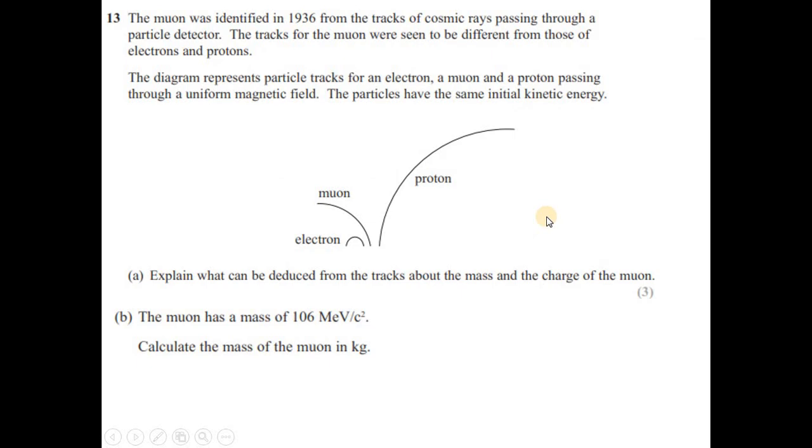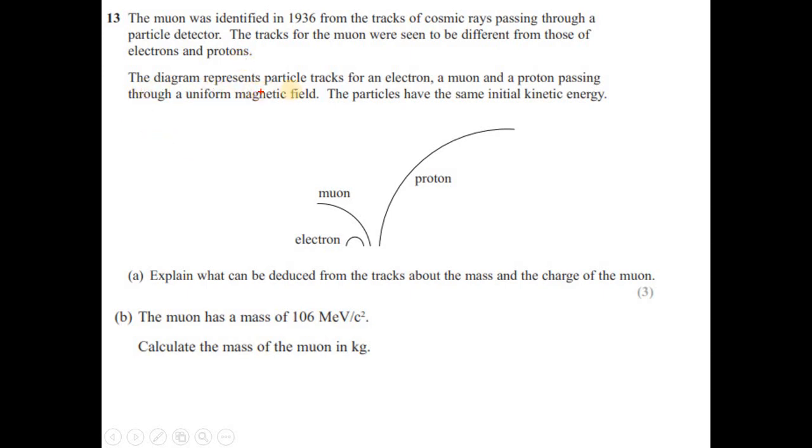Question number 13. The muon was identified in 1936 from the track of cosmic rays passing through a particle detector. The tracks for the muon were seen to be different from those of electron and the proton.